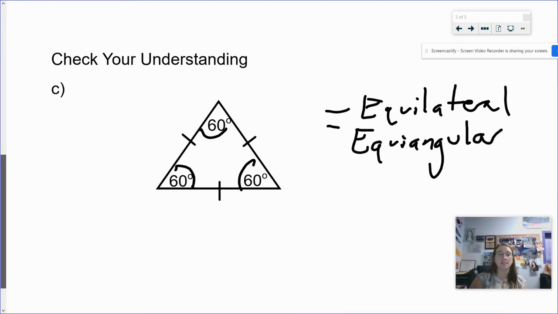Little hint here, guys, and something to make a note of, actually. An equilateral triangle will be equiangular. Those 2 go together. They don't go with anything else. Those 2 will always go together. If it's equilateral, it's guaranteed to be equiangular, and vice versa.